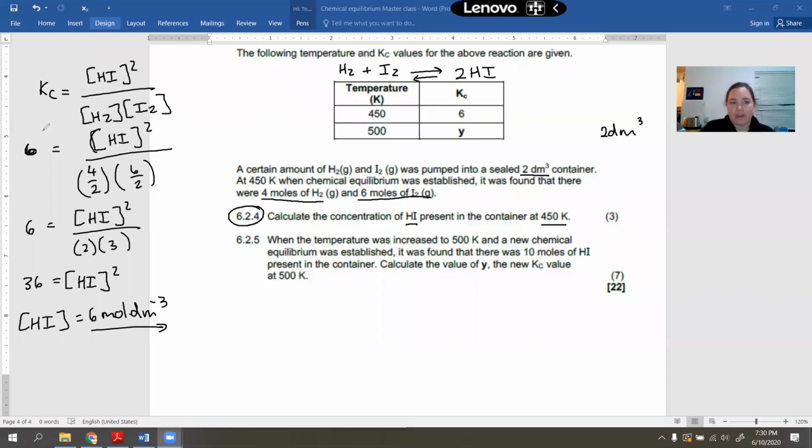There is the working out as to how you'd solve it. You had to bear in mind that you'd been given the Kc value of 6, you'd been given the number of moles of 4 and 6, you'd been given the volume of 2, and you knew that that was squared, so that'll give you a 2, a 3, 36, and the square root of 36 gives you 6.